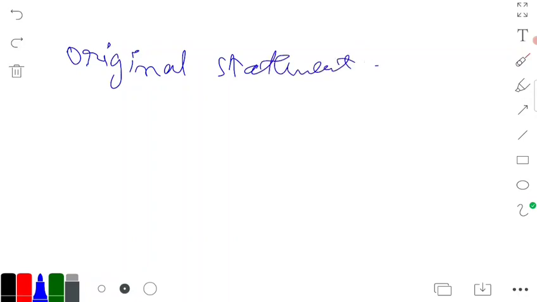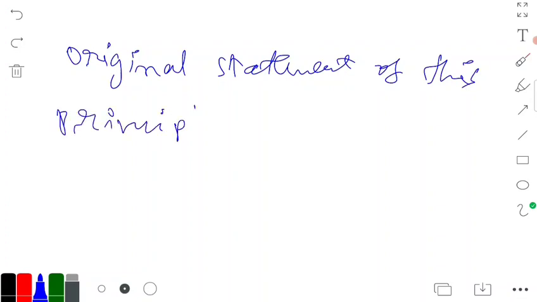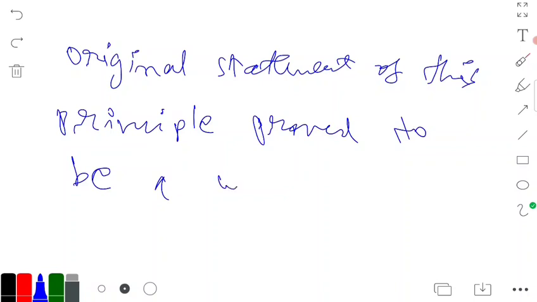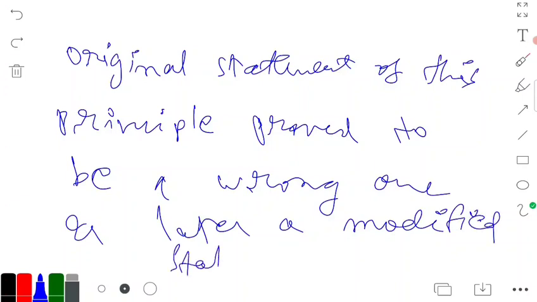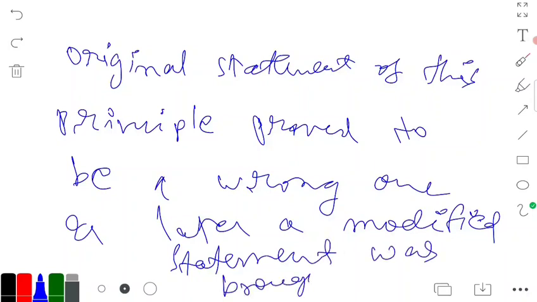So the original statement of this principle proved to be a wrong one, and later a modified statement was brought in.